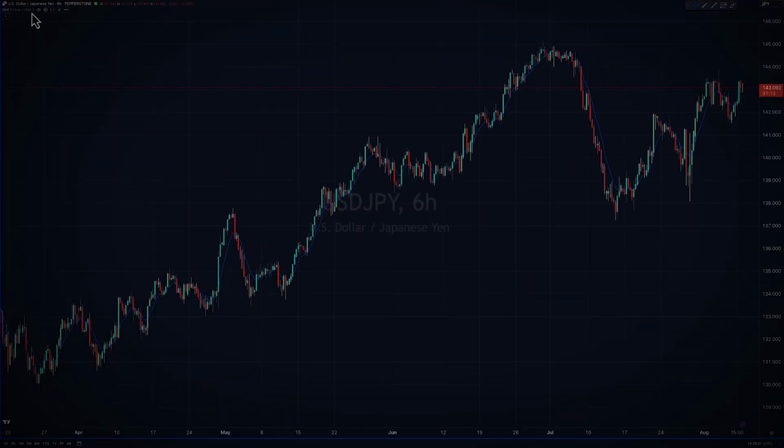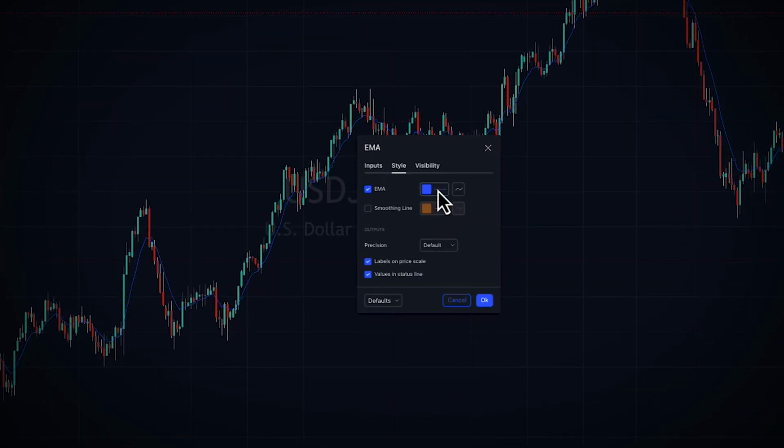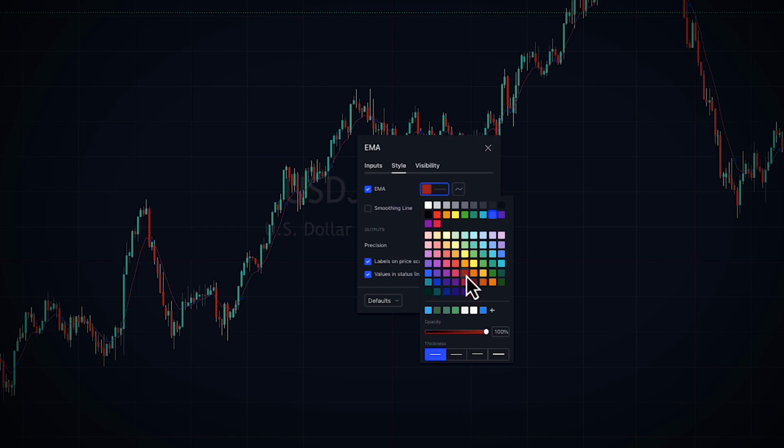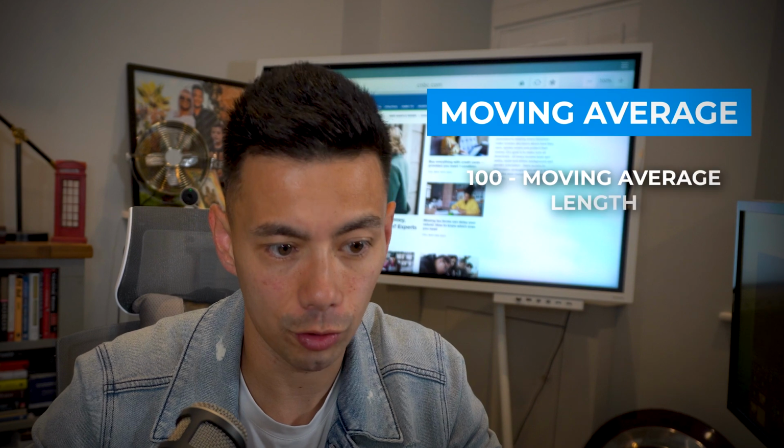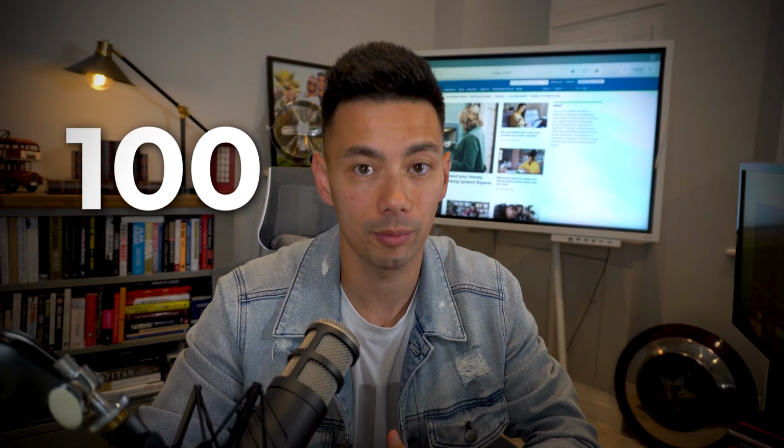So what I will do is go in here and change some of these settings. The first thing I'll do is change the color, make it a little bit thicker, and then crucially, I'm going to change the input. Now, one of the well-regarded moving averages is the 100. You'll find that in the stock markets and the commodity markets, I'll use the 100. Sometimes I'll use the 200 as well. But the 100 seems to be the universal moving average that a lot of professional traders use.